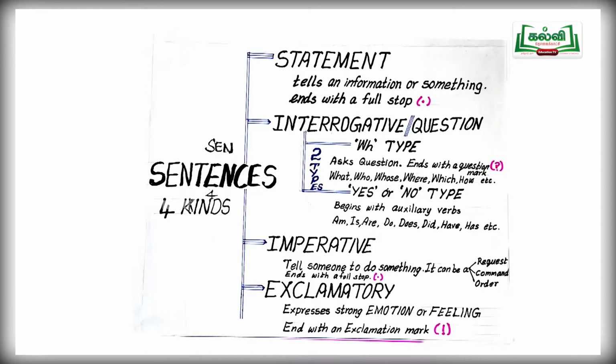For converting direct speech into indirect speech, we have to know the 4 kinds of sentences. Shall we recall the sentences? Sentences are of 4 kinds: statement, interrogative, imperative, exclamatory. A statement tells information. It ends with a full stop. Second, interrogative or question. It asks a question and ends with a question mark. In the interrogative, we have 2 types: WH type and yes or no type.